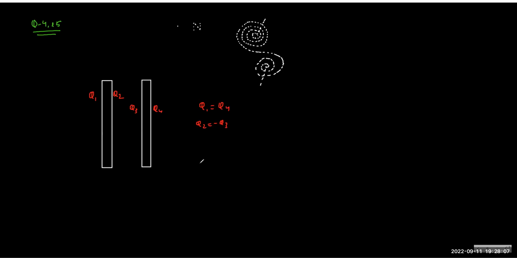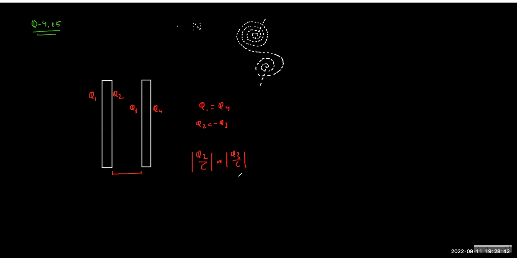And now what they're asking, let's see the question one by one. The potential difference between the plates. So potential difference we write only in terms of Q by C. You can say Q2 by C or Q3 by C, because they are equal, right? So Q2 by C or Q3 by C, same.